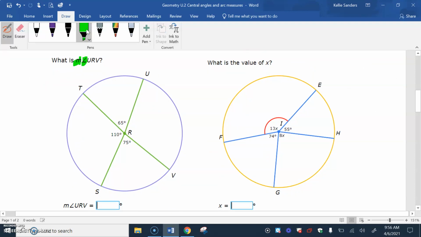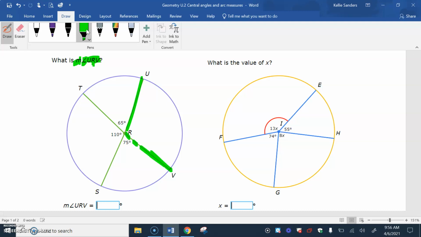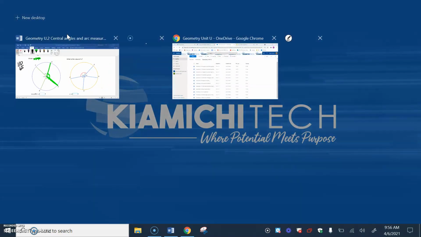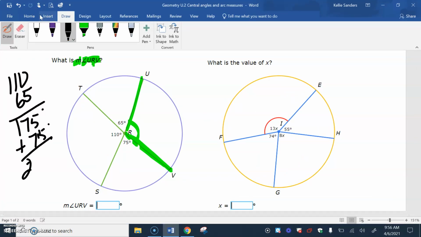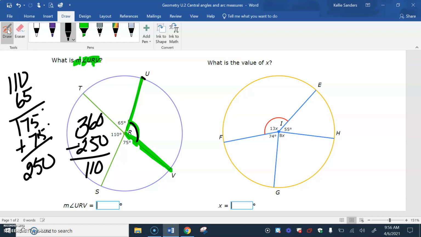The measure of angle URV, from U to R to V. So we're looking for that. So I'm going to add 110 and 65, and get 175 plus 75 is 250. So 360, which is the rest of it, minus 250 is 110.